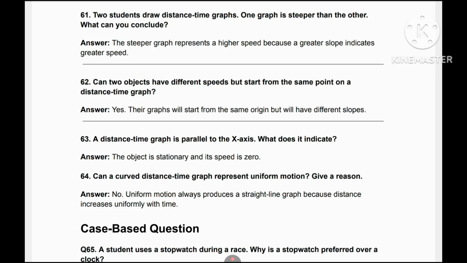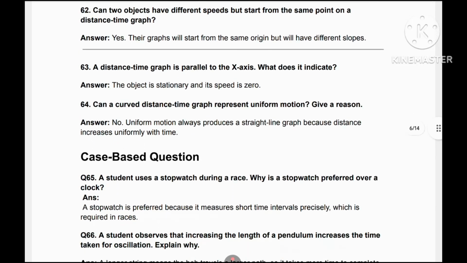A distance time graph is parallel to the x-axis. What does it indicate? The object is stationary and its speed is 0. Can a curved distance time graph represent uniform motion? Give a reason. No, uniform motion always produces a straight line graph because distance increases uniformly with time.